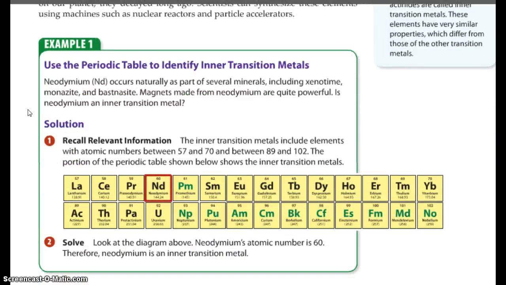Example 1. Use the periodic table to identify intertransition metals. Neodymium occurs naturally as part of several minerals, including xenotime, monazite, and bastnasite. Magnets made from neodymium are quite powerful. Is neodymium an intertransition metal? You look down here, it's in the lanthanide series. Yes, it is.